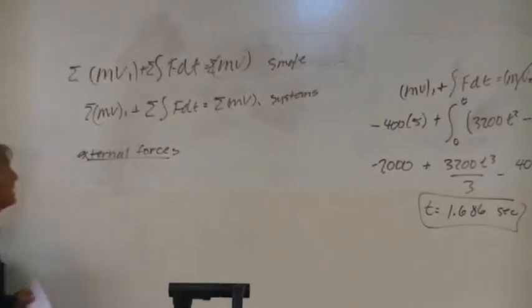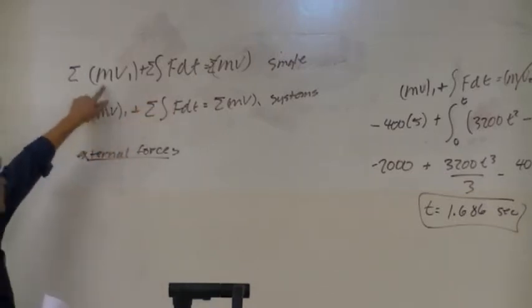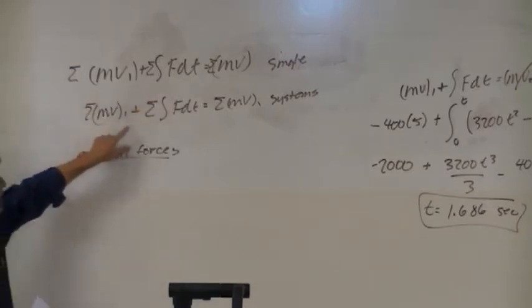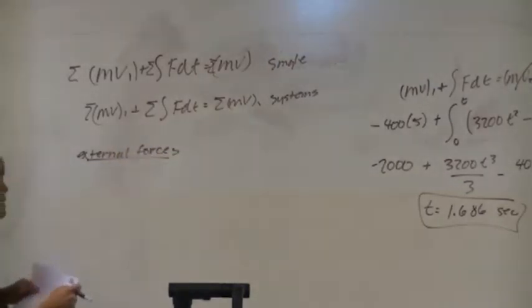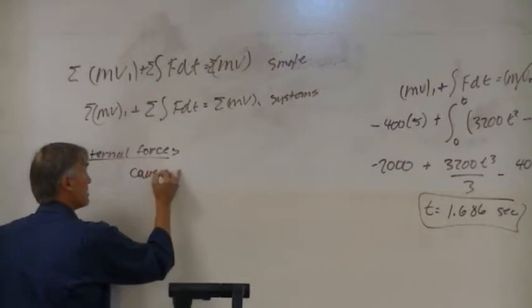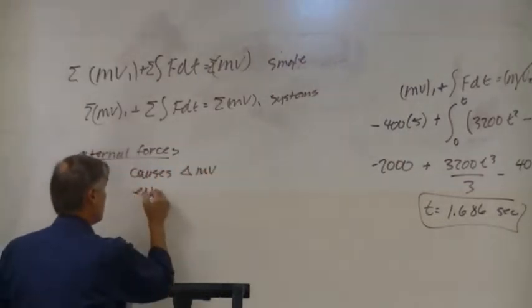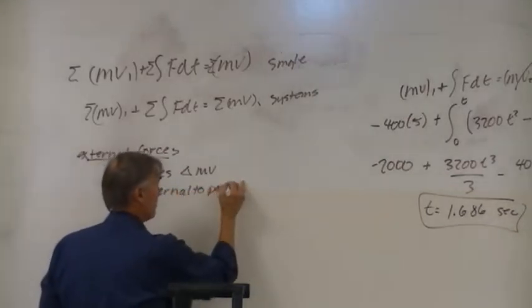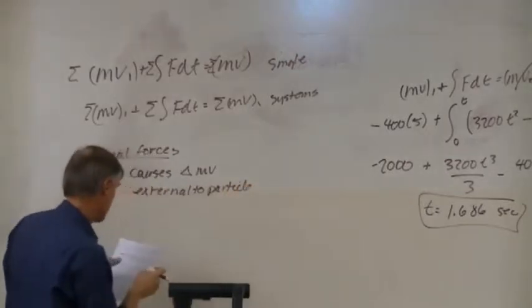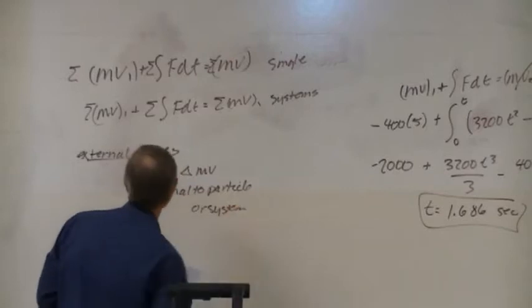An external force is something that causes our system to change momentum. So that would be one of these guys, the integral of f dt. If you have a system, either a particle or multiple particles, and you have an external force, then it would cause a change in momentum. So these are going to cause delta mv of the system, external to the particle, or system. I guess that's why I have system, external there.